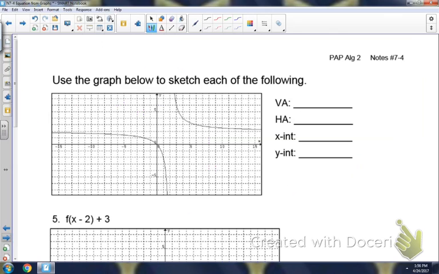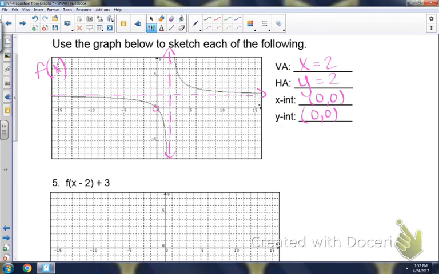Alright, now let's take a look at the back. So the back, we're doing some transformations. So we are going to use the graph to sketch the following functions. So we're starting with f(x) on the original. The vertical asymptote is crossing the x at 2. The horizontal is crossing at y equals 2. And then your x-intercept is (0, 0), and that's also your y-intercept. Okay, so we're starting with that.